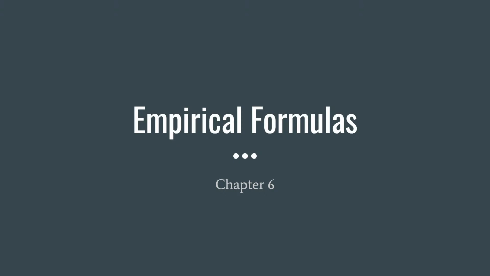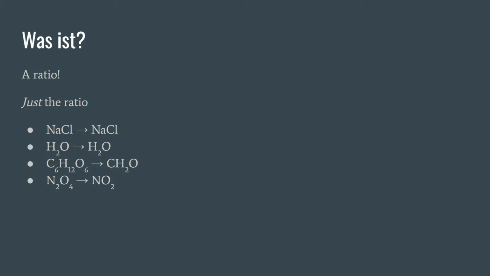It says we're live. So, we are talking about empirical formulas. Now, an empirical formula is a ratio, and it's just the ratio. So, for ionic compounds, the formula is always the empirical formula because it's always just the ratio between the ions. So sodium chloride is sodium chloride. The formula is always, always, always the empirical formula.